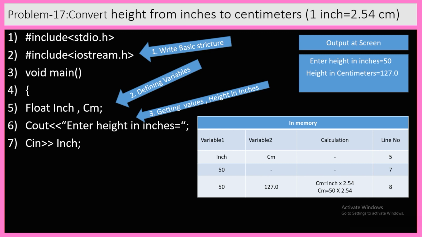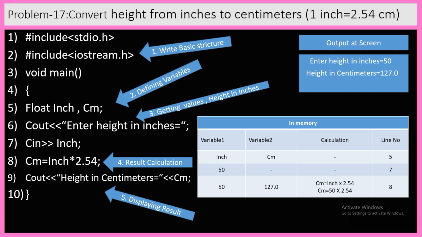Step 3, get values in inches. Step 4, calculate the result. Centimeter is equal to inches into 2.54. Step 5, show the result in centimeter.